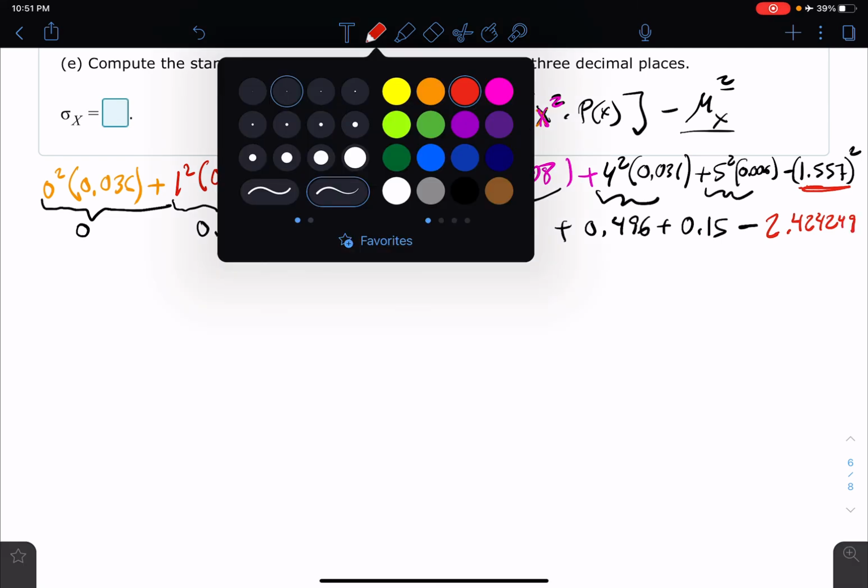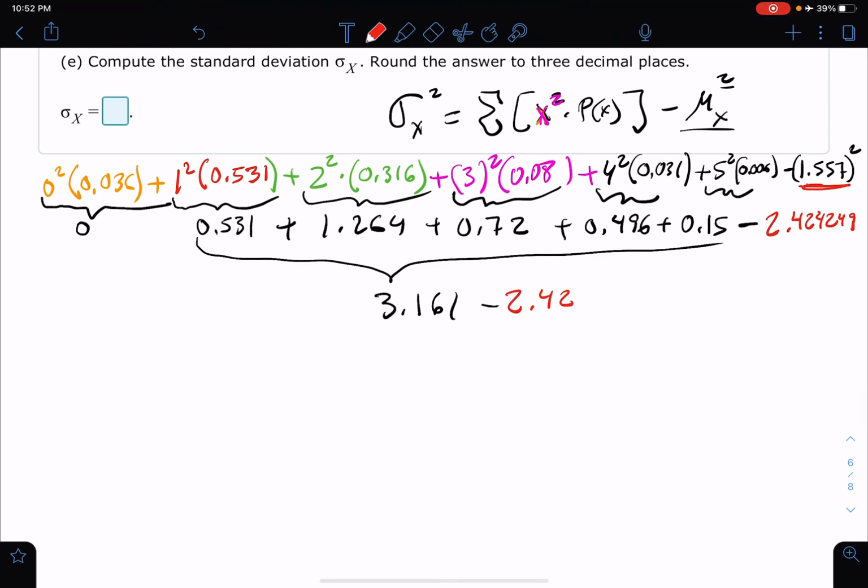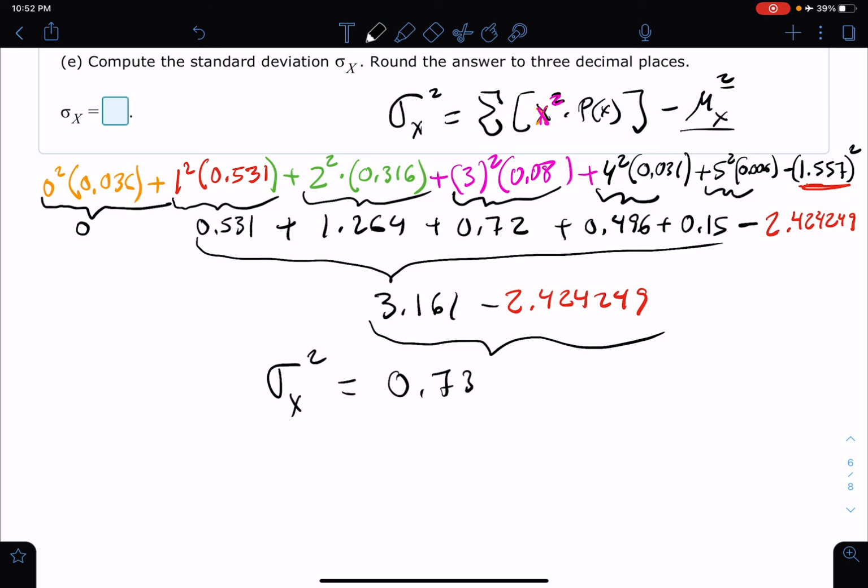Okay, we do the math. We add all those pieces, then subtract out that red. When I add all these pieces together, if my math is correct, it's 3.161. We subtract out the red, which is still 2.424249. We subtract that out, and now remember this was the variance, so the variance of the random variable x ends up being 0.736751.